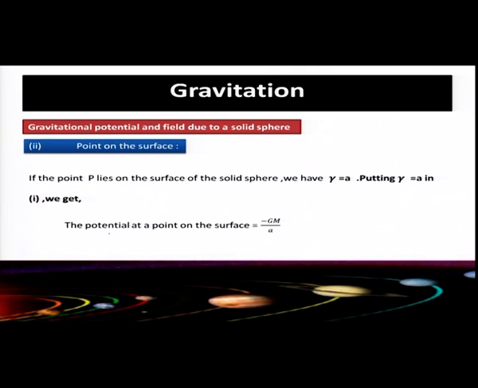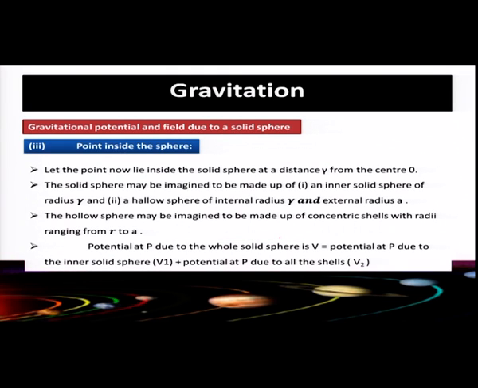And to derive an expression for the points on the surface, you put R is equal to A in the expression, and when you put R is equal to A, we get minus GM by A. And we will derive an expression for the point inside the sphere. So, in order to derive an expression for the point inside the sphere at a distance r from the center O, you imagine the solid sphere to be cut into a series of concentric shells of radius r, and you can also imagine that the hollow sphere is made up of concentric shells.